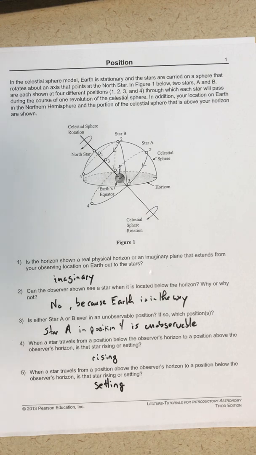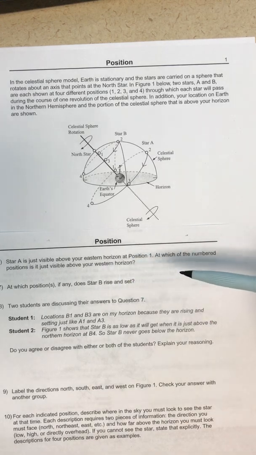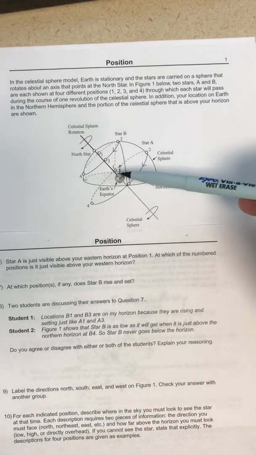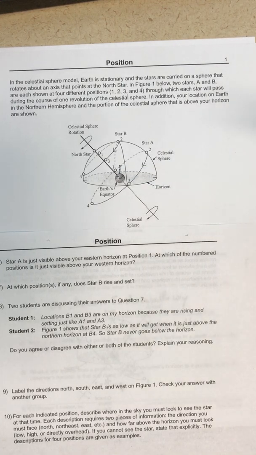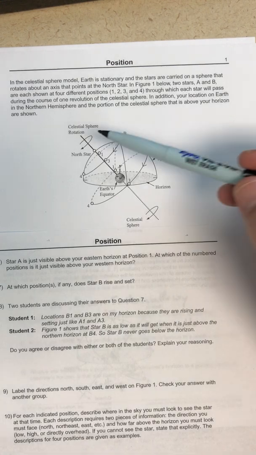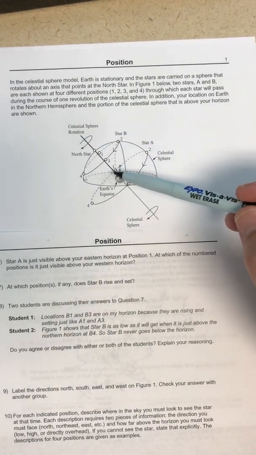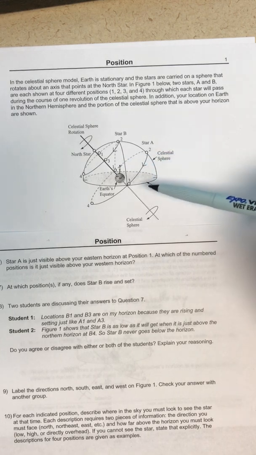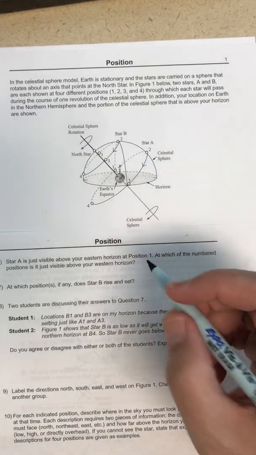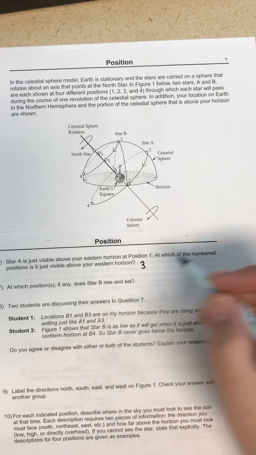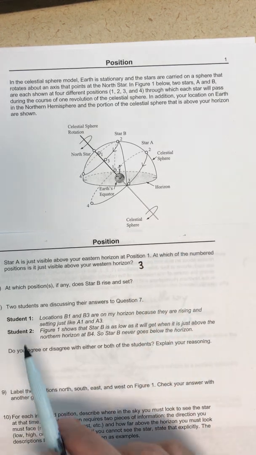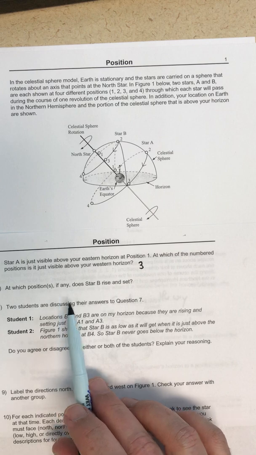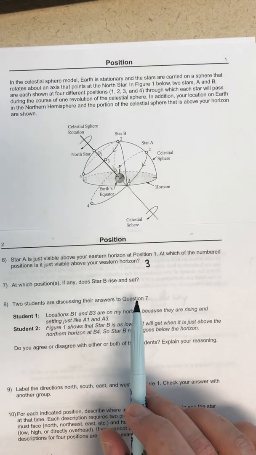All right, so get some other questions. So star A is just visible above your eastern horizon at position 1. At which of the numbered positions is it just visible above your western horizon? So rising, position 1, it's going to set in the west, and that's at position 3. At which positions, if any, does star B rise or set?